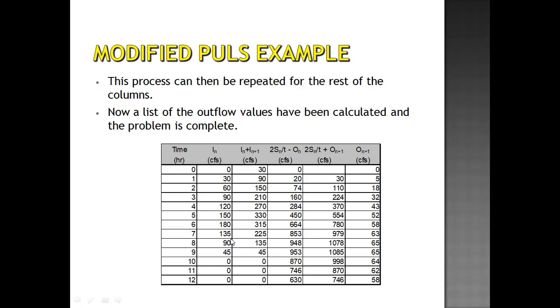In the seventh hour: 135, 225, 853, 979, and 63. In the eighth hour: 90, 135, 948, 1078, and 65. In the ninth hour: 45, 45, 953, 1085, and 65. Here, the tenth hour: 0, 0, 870, 998, and 64.